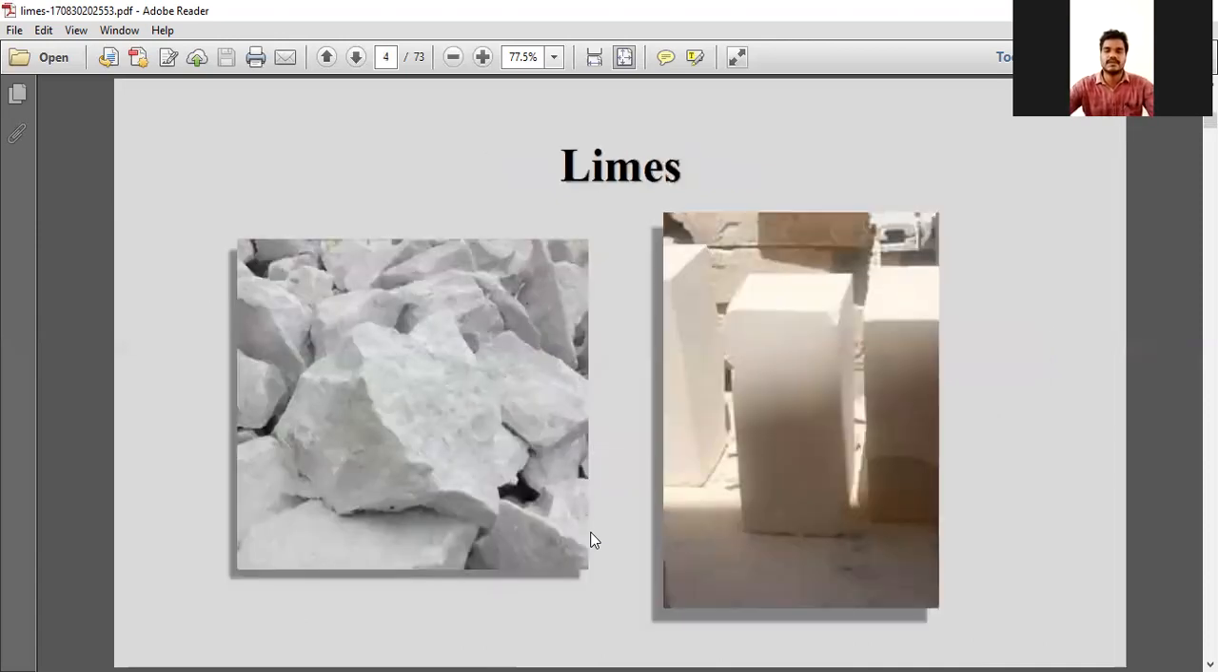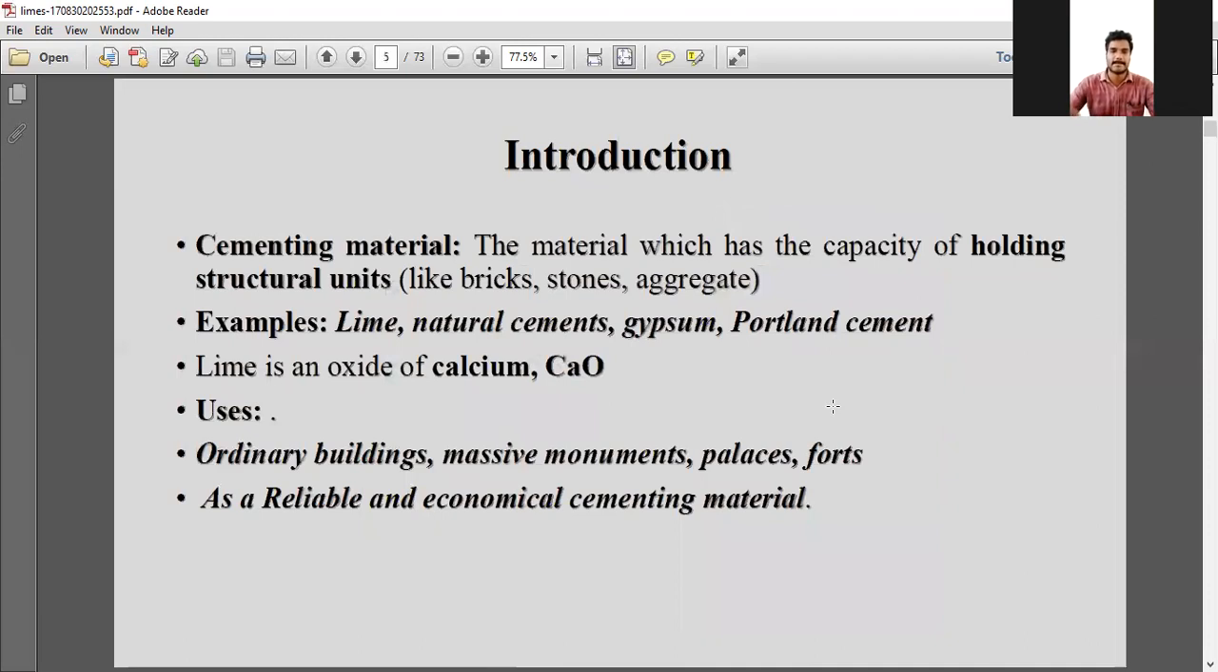Lime appears like this. Naturally, from the mines, they extract the lime like this. It is a white stone, and these are the pulps or tubes of lime. A cementing material holds structural units like bricks, stones, or aggregate. So like normal cement, lime also holds bricks, stones, and aggregates.